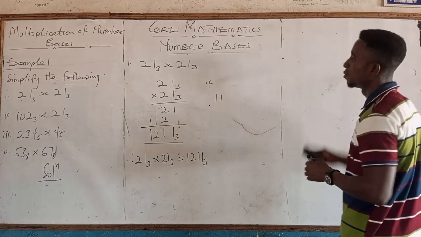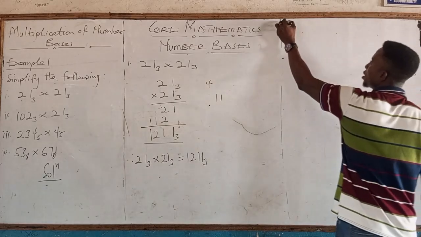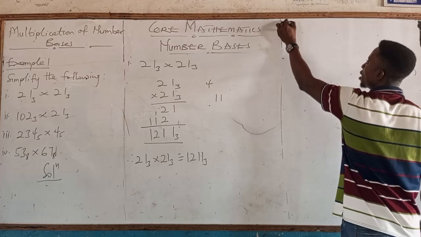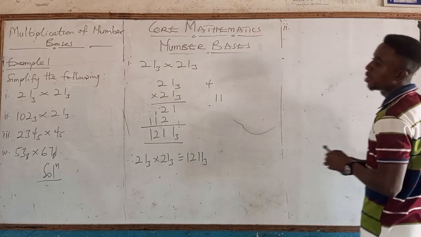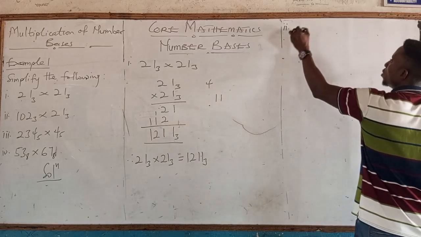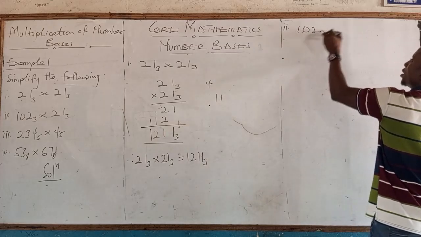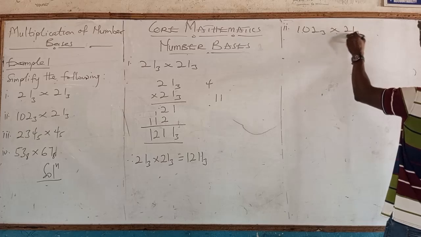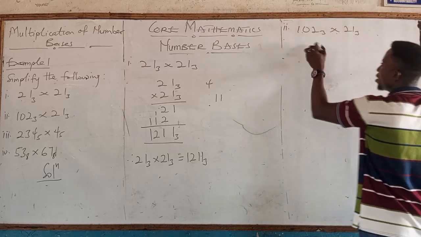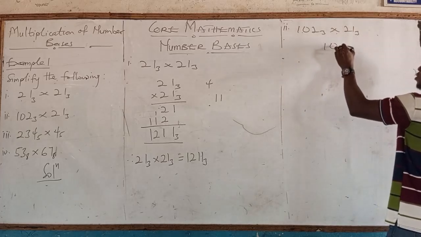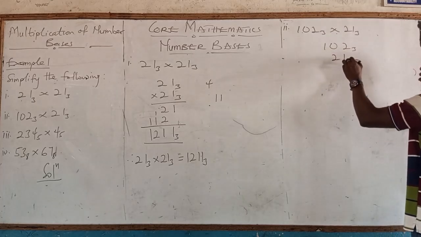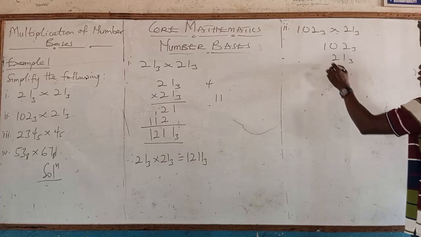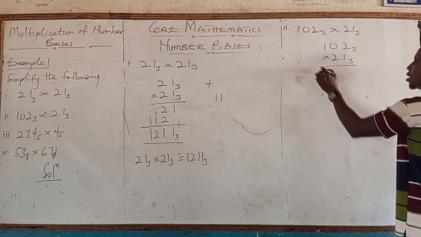So that is that. Then we take what? The second one. And that one too says what? 102 base 3 times what? 21 base 3. So I'll have this one as 102 base 3, then by 21 base 3. So I have my products here.